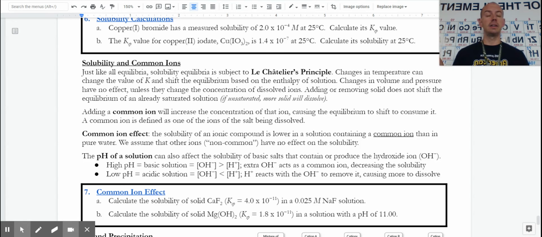Any other ion, and this is important, like if we're talking about salt water, which we could assume is just sodium chloride, and I added calcium fluoride to it, sodium is not a common ion, chloride is not a common ion. Those don't impact the solubility of this one. So it's really important that we're talking about this from a Le Chatelier's principle sense. Am I impacting one of the concentrations of the ions involved in the reaction?